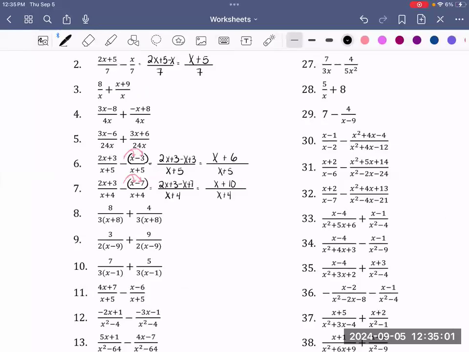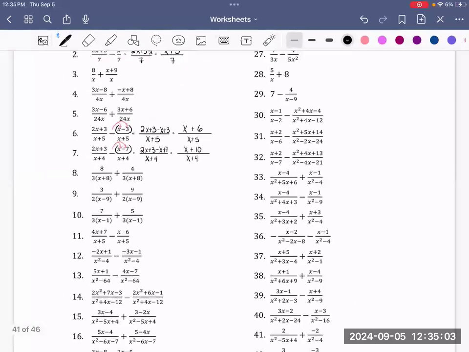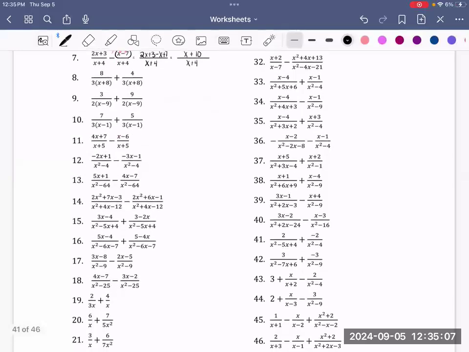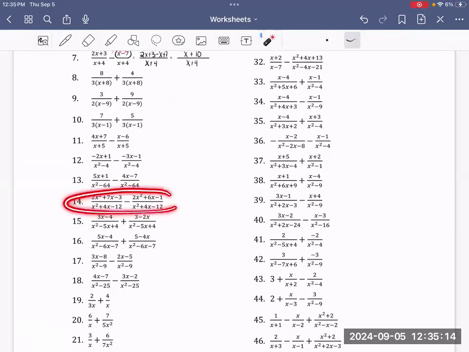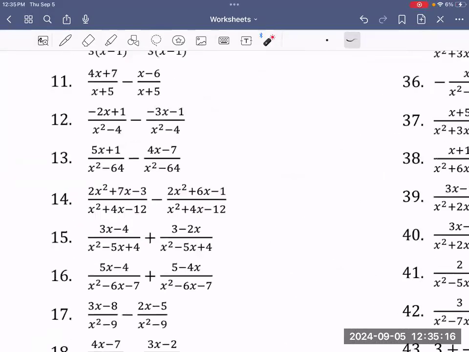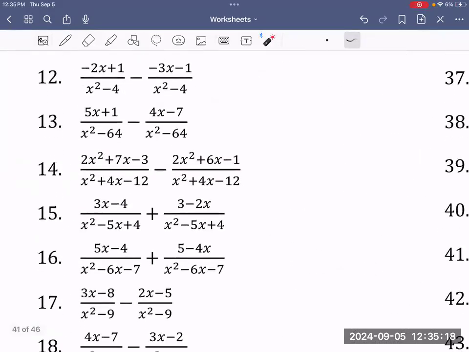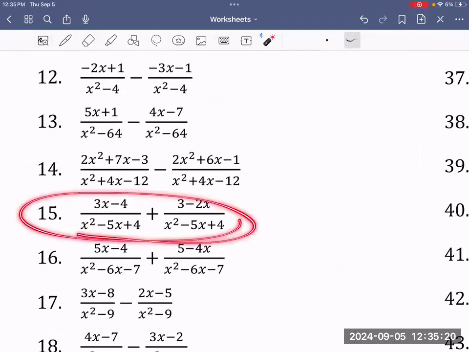Now let's repeat this process when we have non-like denominators. For example, let's take a look. Well, let's do one more where it's similar, actually. So let's take a look at 14. Actually, no, 15. Let's do 15 first.